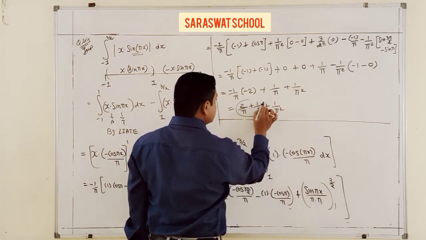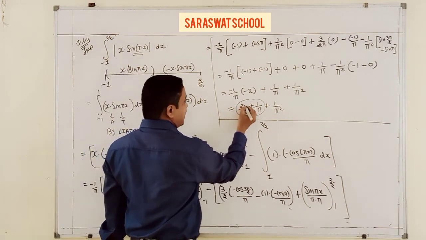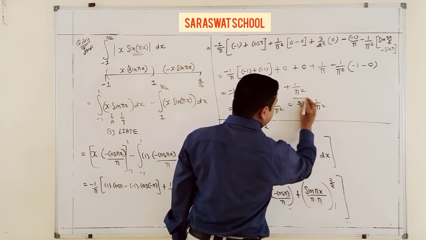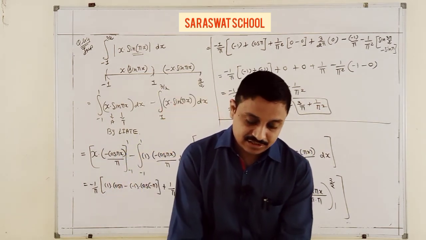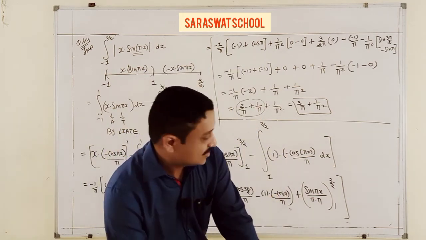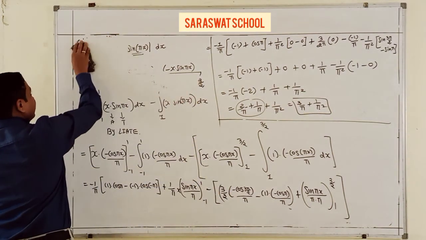And then how much? 2 upon pi and 1 upon pi? Yes, 3 by pi and 1 by pi square. Please check my answers. I think so, it is correct: 3 upon pi and 1 upon pi square. So now we are going to the last numerical, Example 45.